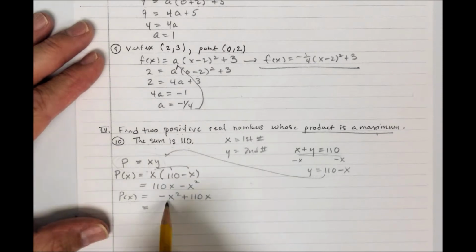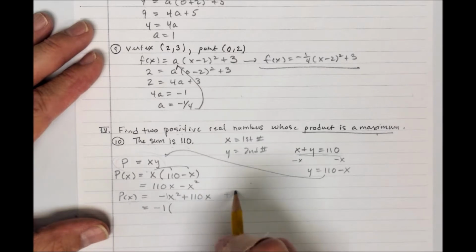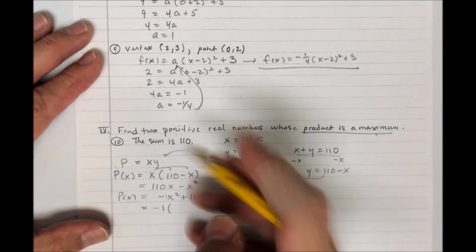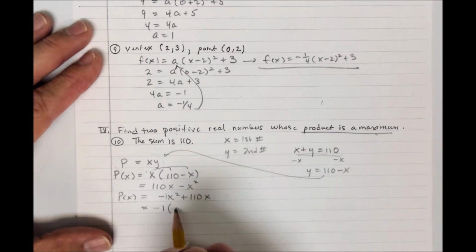You have to have a lead coefficient that's 1, and this isn't. This is a negative 1. So you factor out that negative 1 out of the 2 terms that have the variable. If there's a third term here, if there's a plus 7, leave it alone. Just put the plus 7 on the end. So if I factor a negative 1 out of this, this gives me x squared minus 110x.